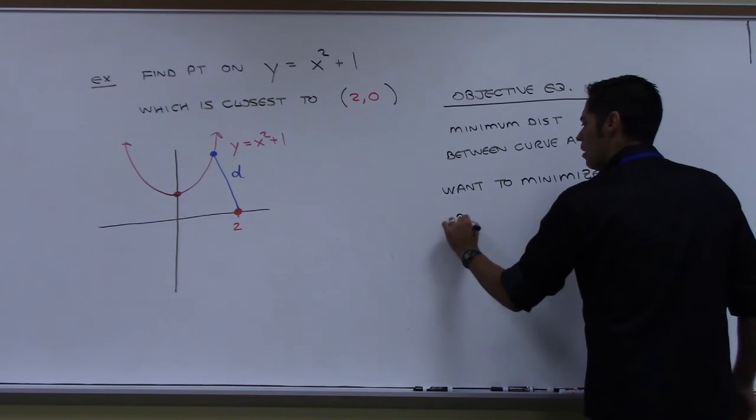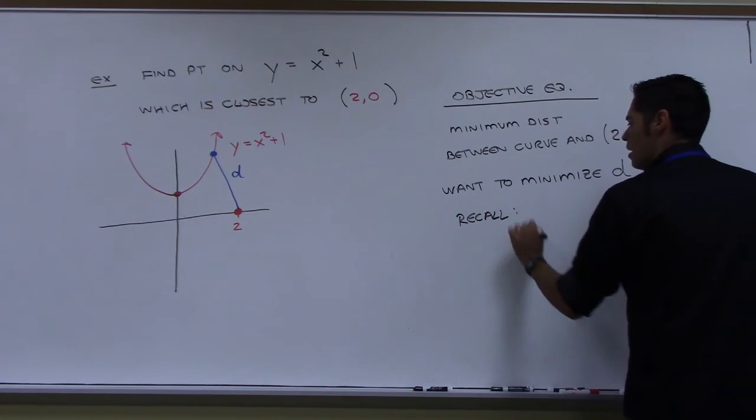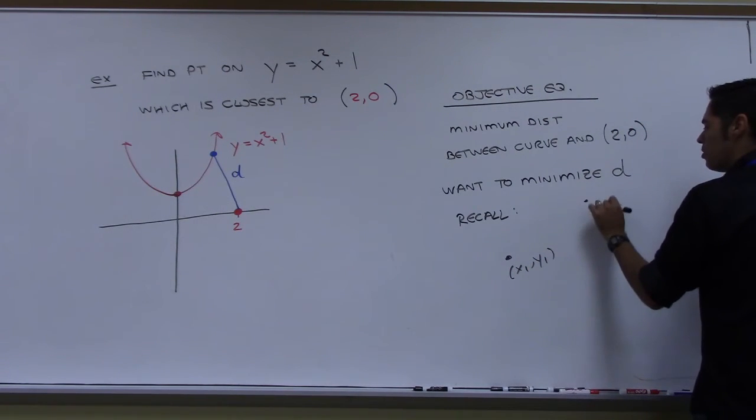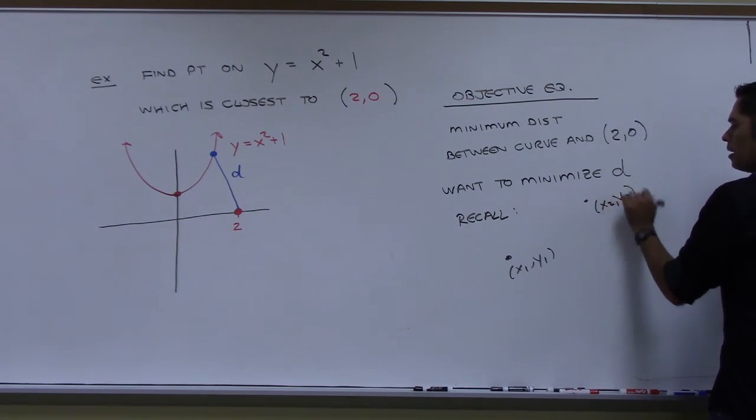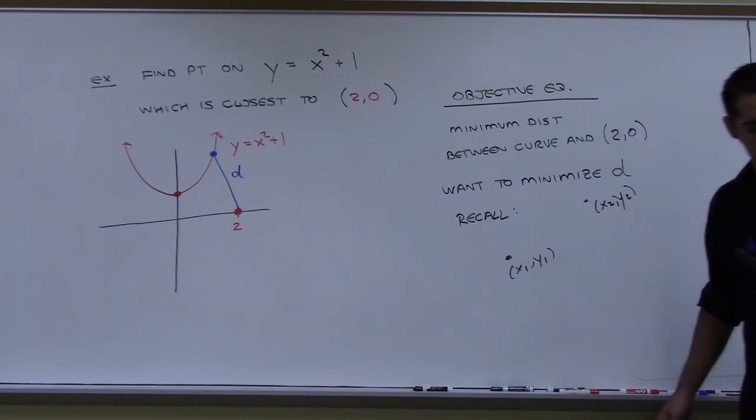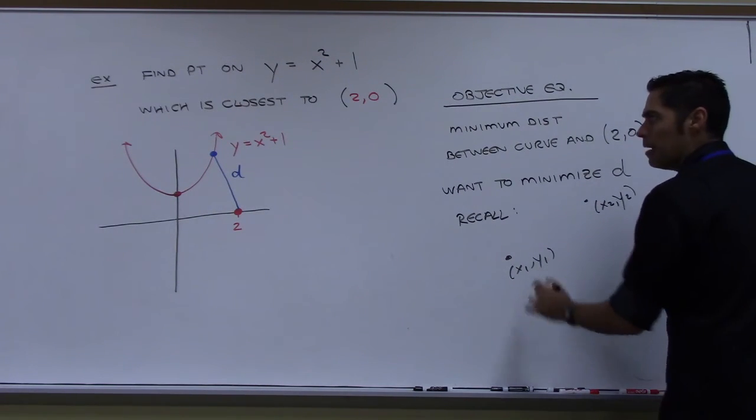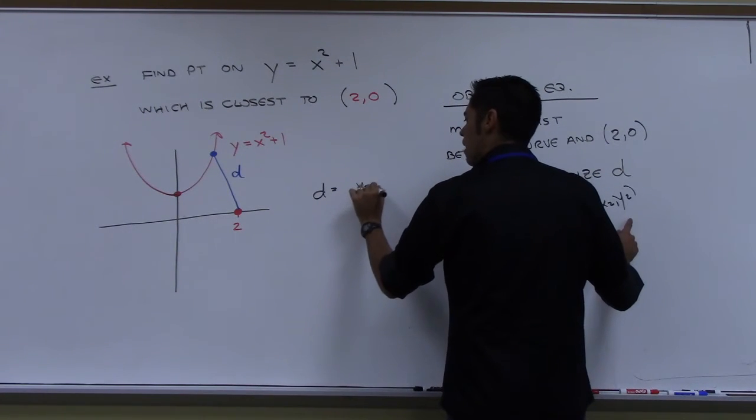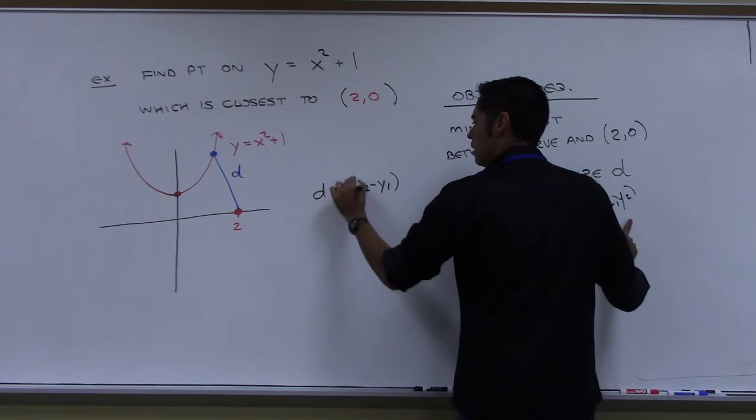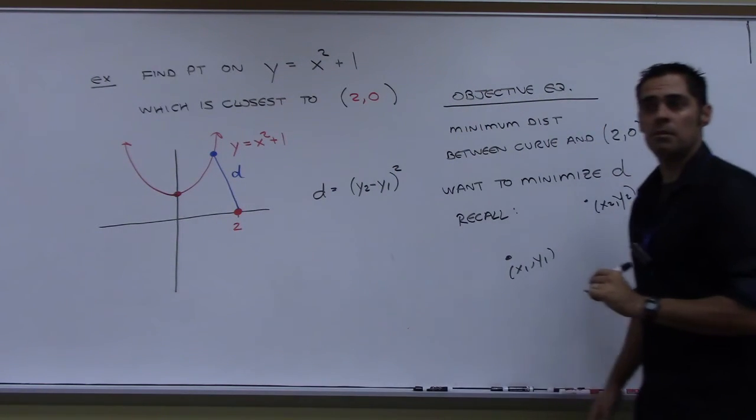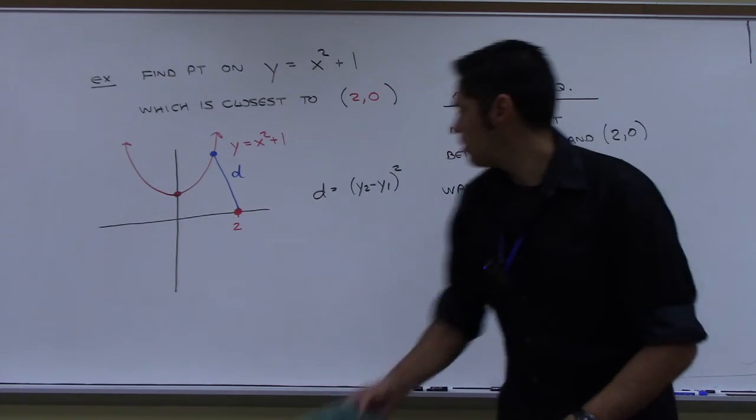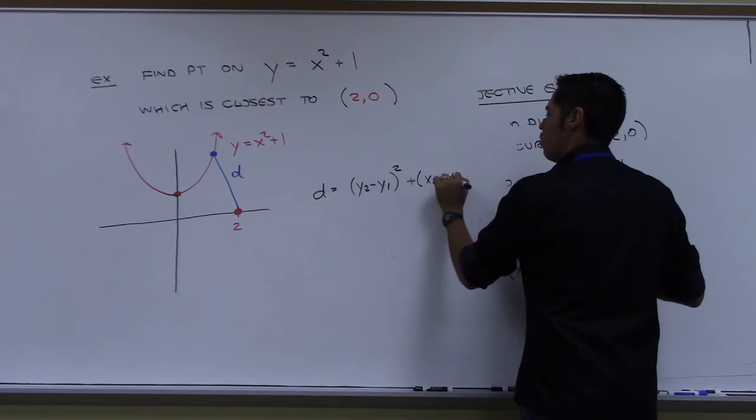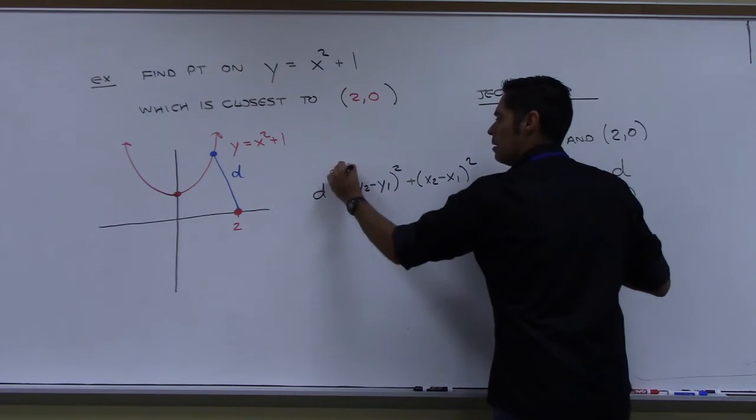Recall from a previous class, not this one, that if someone gives you a point x1, y1, and someone gives you another point, x2, y2, the distance between them is the square root of y2 minus y1 squared plus x2 minus x1 squared.